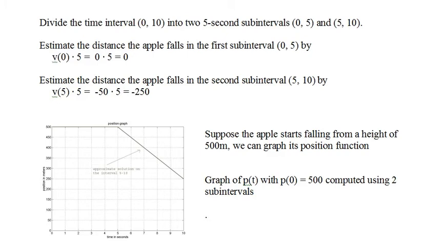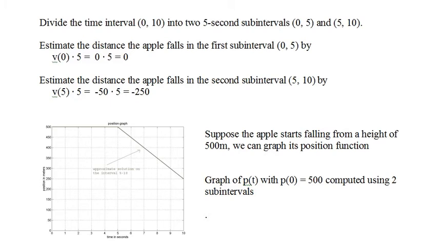The first subinterval is from t equals 0 to t equals 5, and we estimate the distance the apple falls by multiplying its velocity at the start of the subinterval, v of 0, which is 0 meters per second, times the length of the subinterval, which is 5 seconds, to get 0 times 5, or 0 meters. So our estimate is that the apple doesn't fall at all for the first 5 seconds. We're off to a slow start.